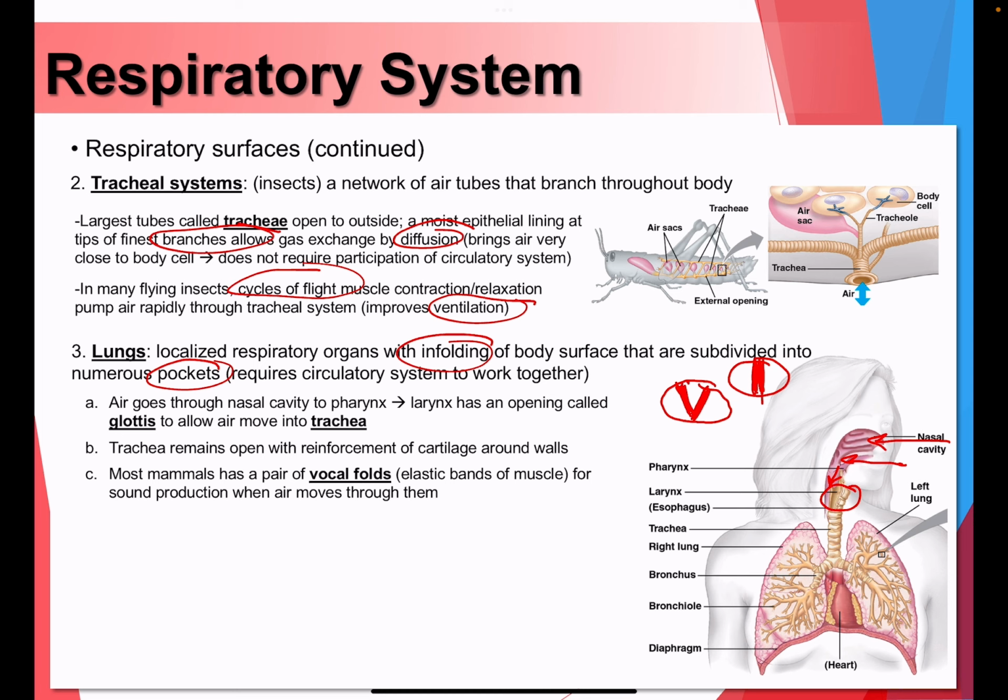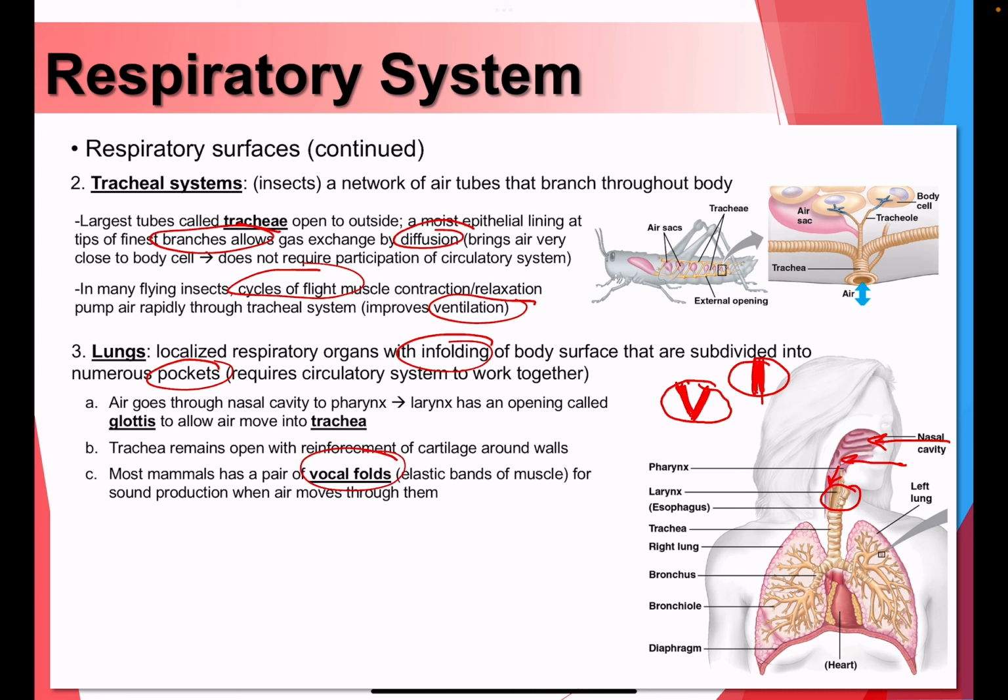So when air is moving past the trachea, whether inwards or outwards, your glottis should open to allow that air to come through. Other than letting air go in and out, it also produces sounds, which is why we have those vocal cords.